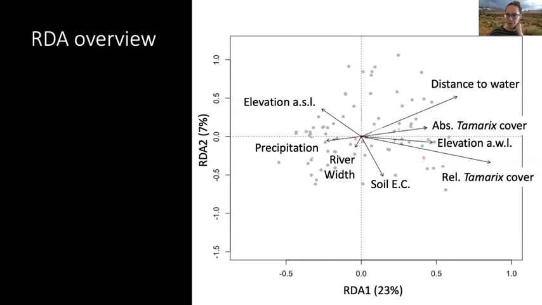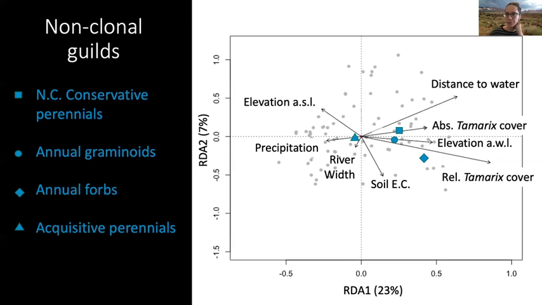Now I'll show you where the guilds are on this figure. Okay, so the guild points on the RDA are showing you where the sites with high cover of each of these guilds are positioned on these axes. So here we're looking at non-clonal guilds, so only sexually reproducing, and you can see that 3 out of 4 of these guilds are associated with sites far from water and higher Tamarix cover. So these 3 over here, these 3.